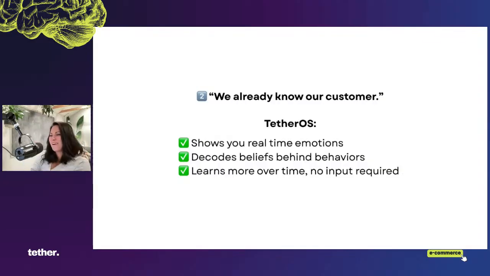Second FAQ I usually get is, we already know our customer, which I have such a love-hate relationship with because I'm like, oh, do you though? Okay, so you can know your customer, I think, mentally. Knowing them by heart, though, is a totally different thing, right? With the TetherOS, this is going to show you real-time emotional insights. We graph this using bar charts, line charts, all kinds of different things for you in the dashboards. So you can start to see all of a sudden this emotion is dropping. Now we need to shift our ads because the emotion is dropping, right?